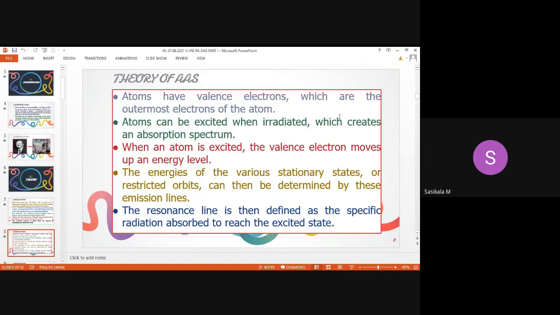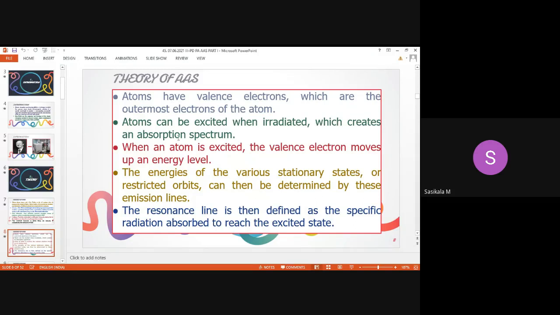So valence electrons, where will they be present in the atom? They are the outermost electrons of the atom. You will be knowing that, right? Atoms can be excited when irradiated. Excited means going from the ground state to the excited state. That means the electrons present in the orbital with opposite spin become unpaired electrons during excitation. From paired electrons they become unpaired electrons when irradiated. That is called conversion from the ground state to the excited state.